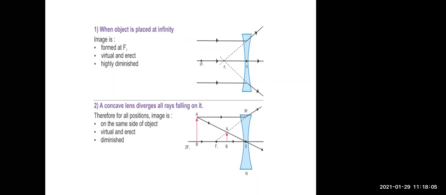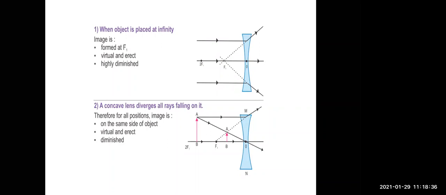That refracted ray will extend and touch the f1 position. So in that case we are getting the image at the f1 position, on the first focus f1, and that will be a point image because it is formed at f1. The image formed will be a virtual and erect image. Then a point image can also be called highly diminished, meaning highly small.